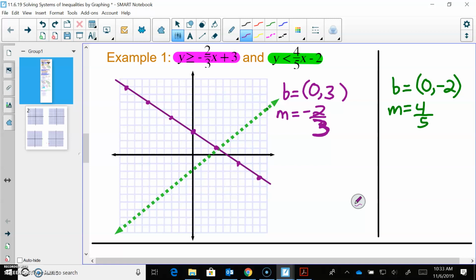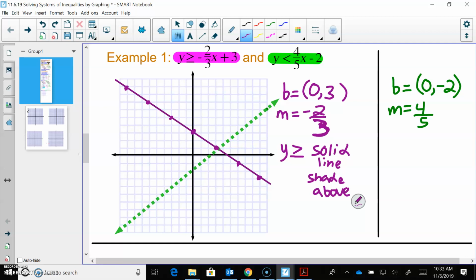Now, I also need to take a look at the inequality. Because it says y is greater than or equal to, there's a line underneath that inequality that tells me it's going to be a solid line. Which, as you can tell, I've already done to save some time. Because the nose of the inequality is pointing away from the y value, that tells me I'm going to shade above. Anytime it's pointed away, I'm going to shade above.